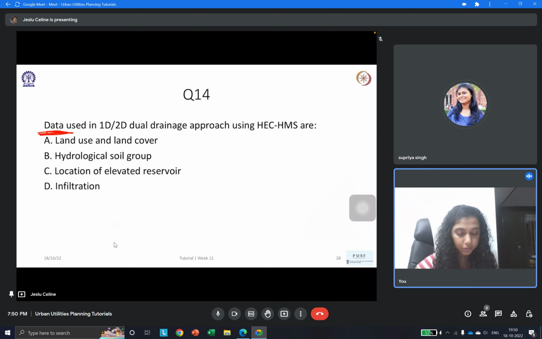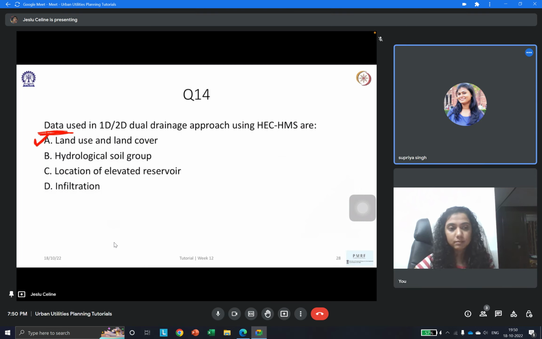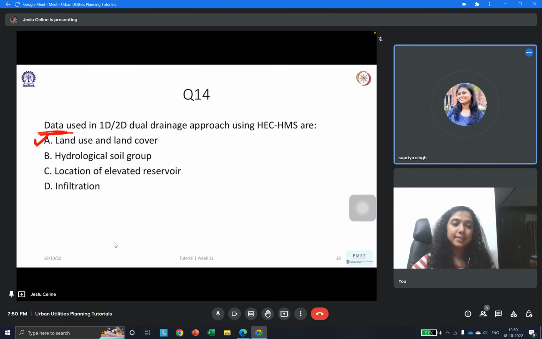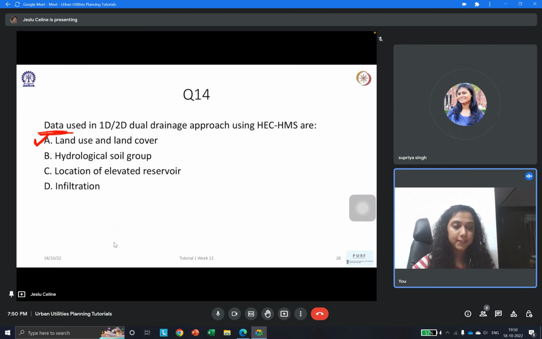So do we need land use and land cover data? Yes, it is required. It's not just like that. The flow pattern, the infiltration, percolation, everything changes with respect to the land use and land cover data. So that is why we need this one.